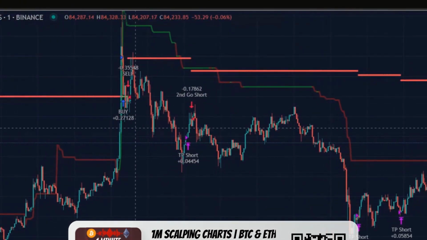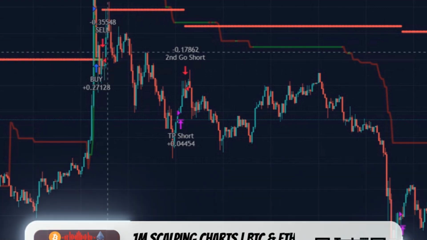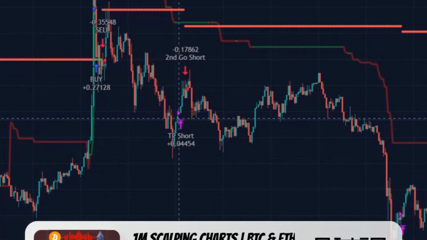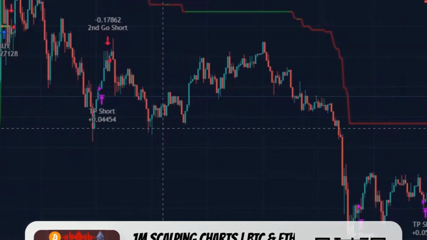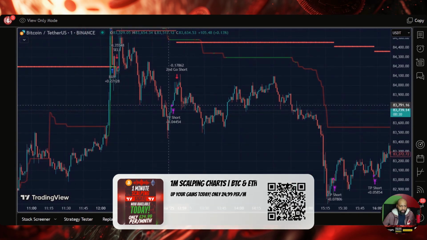So in this instance here, we went short on Sunday, March 25th at about noon. Before that short, we took some profits here. Anytime you see a TP short, that means a take profit short. And this here is set up and modeled to take about 30 to 35% of your initial trade at this point when you see a TP short.